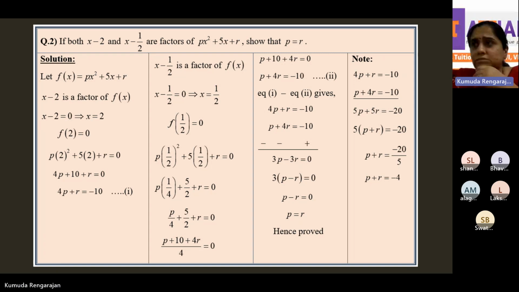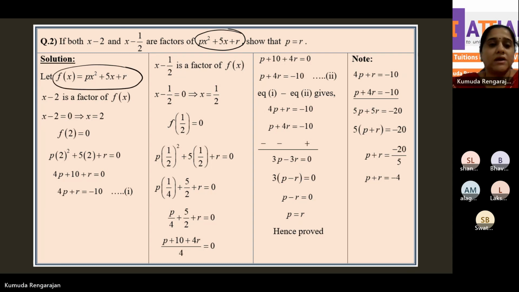Yeah, is it over? So similar again, we have two cases, x minus 2 and x minus half. They are given factors of f of x, which I've called this dividend here. It has two factors. X minus 2 is one factor, so equate it to 0, and we get x is equal to 2.